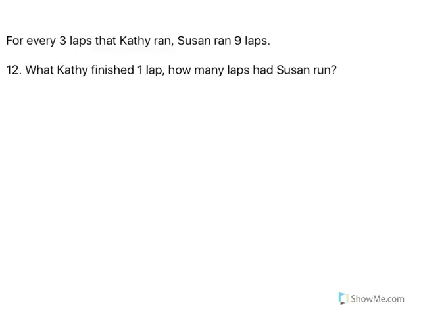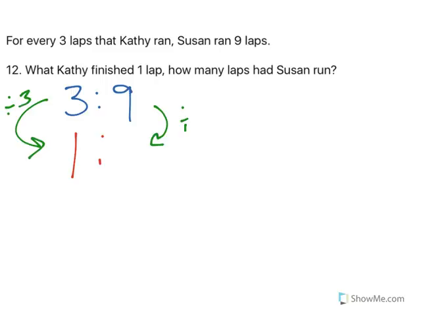All right, let's change gears away from the punch and to some laps. So every 3 laps that Kathy ran, Susan ran 9 laps. Okay, so we have kind of a ratio of 3 to 9, Kathy to Susan. When Kathy finished 1 lap, how many laps had Susan run? So we want Kathy to have run 1. Well, think about it. How do you go from 3 to 1? Well, you divide by 3. So on this side, if I divide by 3, 9 divided by 3 is 3. So that means Susan had run 3 laps in the time that Kathy finished 1 lap.